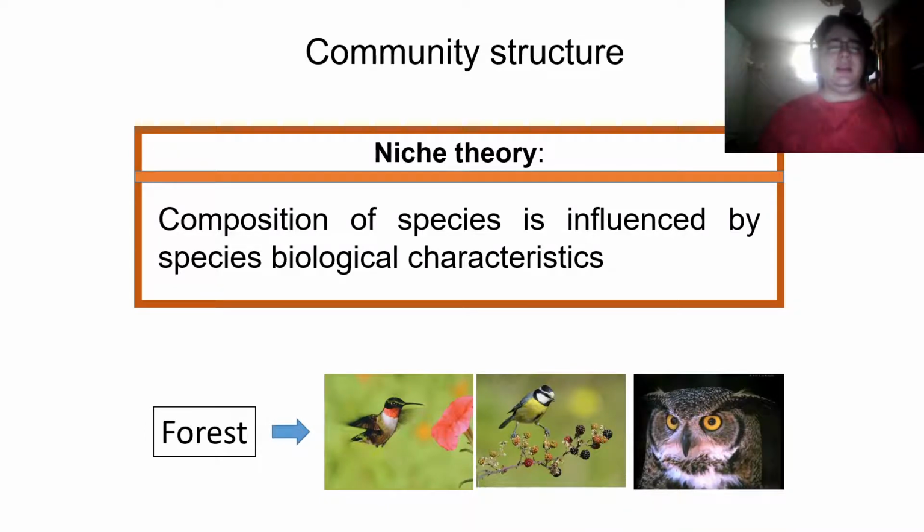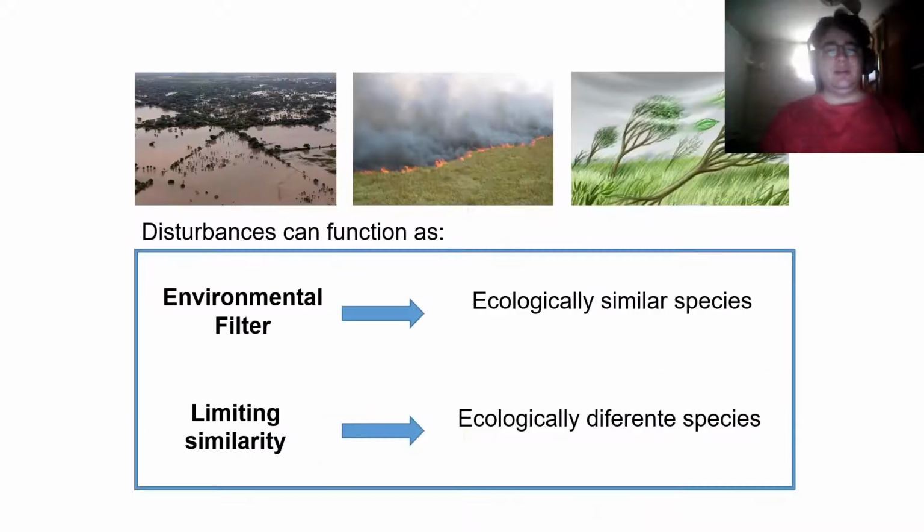And now, based on niche theory, we can say that composition of species is influenced by species biological characteristics. So disturbances like fire can function as an environmental filter that selects ecologically similar species, or limiting similarity that select ecologically different species.